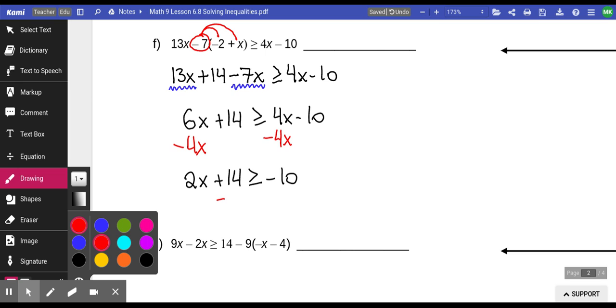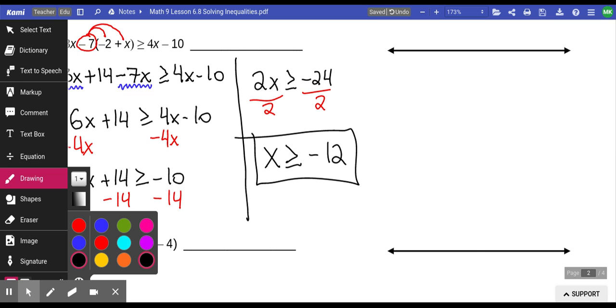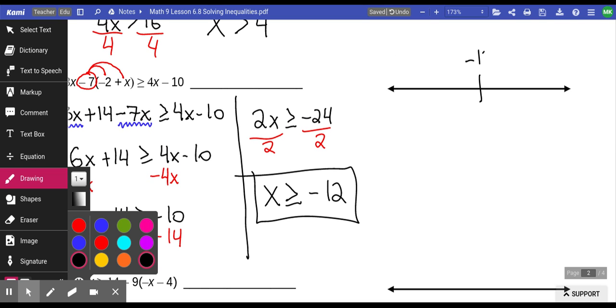I then can just quickly go minus 14 from both sides. This leaves me with 2x is greater than or equal to -24. And then I can divide both sides by 2, giving me an answer of x is greater than or equal to -12. If we're graphing that, we have -12. I'm allowed to equal, so it's a colored in dot, and I'm greater than, so I'm to the right of -12.